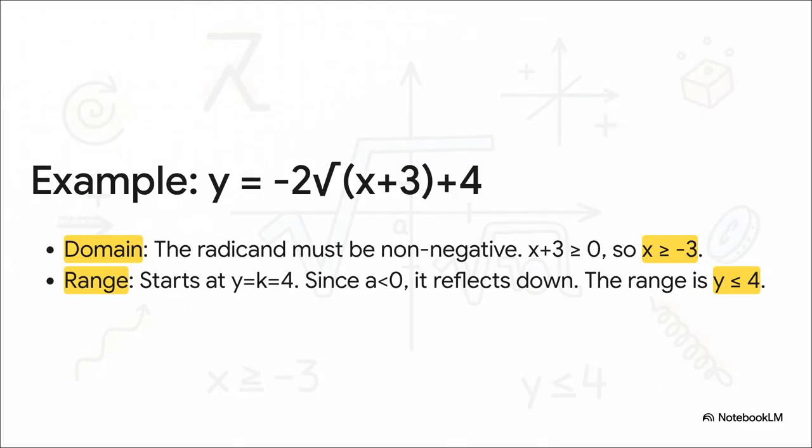So let's apply that to our big example. For the domain, we just have to follow the one big rule for square roots. The stuff inside can't be negative. So x plus 3 has to be greater than or equal to 0. A little algebra, and we get x has to be greater than or equal to -3. For the range, we know our starting y value is our k, which is 4. And since our a was negative, we know the graph opens downward from there. So our range is all y values less than or equal to 4. That's it. No guesswork needed.